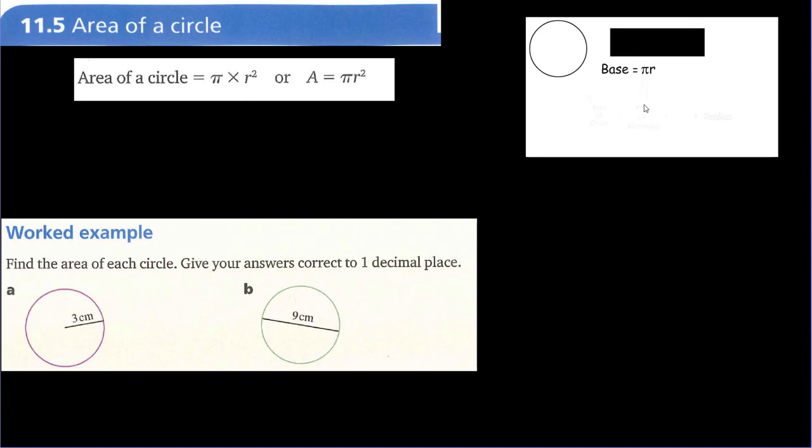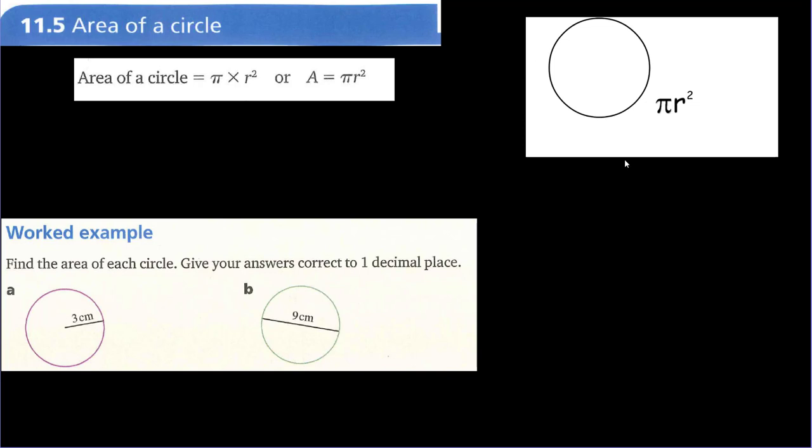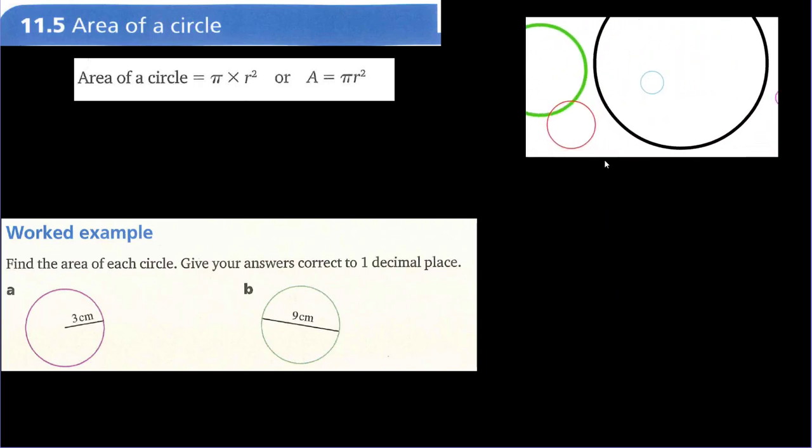If the base is pi times r and the height is the radius, then pi times r times r is equal to pi r squared. It's going to be the area of the rectangle, and also the area of the circle. It is equal to pi r squared. It's going to be okay.